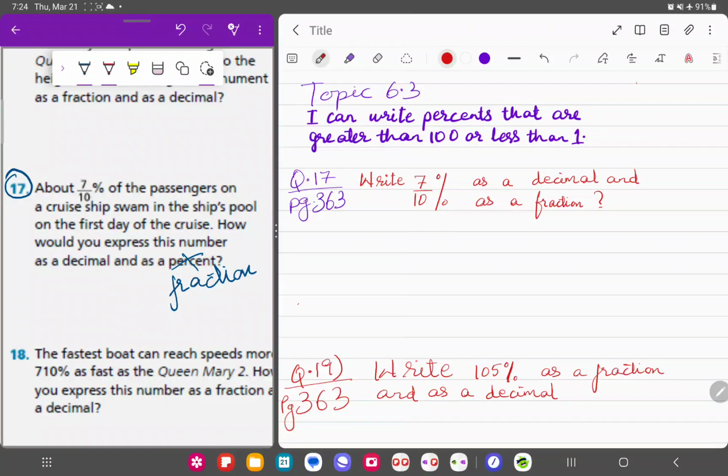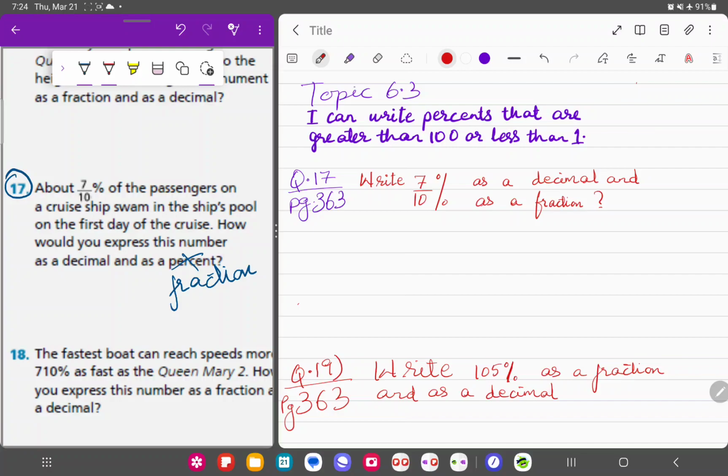Topic 6.3. In this topic, we will be dealing with numbers that are greater than 100 or less than 1, and we'll be seeing how we can convert them to percentage, to decimals, or to fractions. Some questions were already done in class. Due to shortage of time, I'll be solving them here on video and sharing it with you.